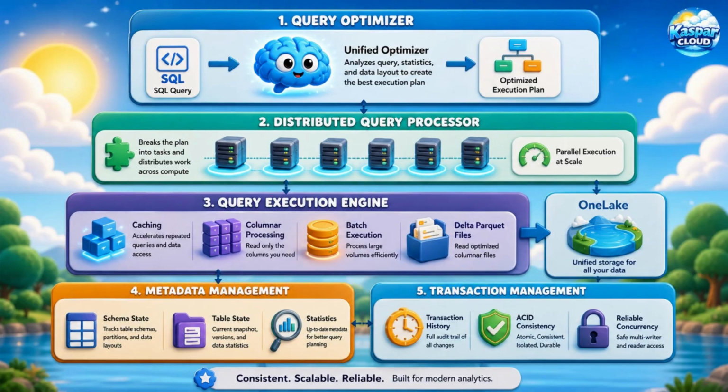The high-level architecture of Microsoft Fabric Data Warehouse includes several integrated components that work together to deliver scalable, distributed analytical processing. A unified query optimizer evaluates incoming SQL queries and determines efficient execution strategies based on workload characteristics and data distribution. A distributed query processing layer then divides execution plans into parallel tasks that can run across back-end compute resources within the Fabric environment.